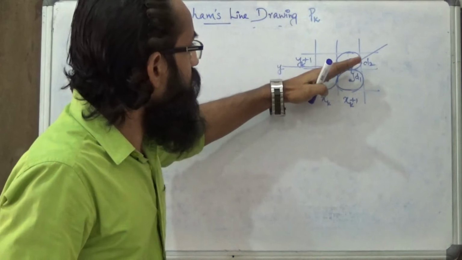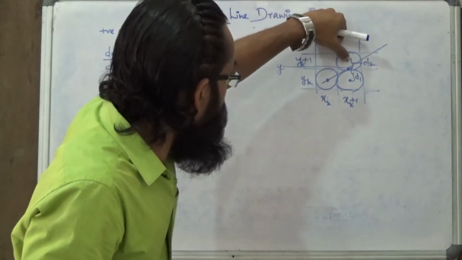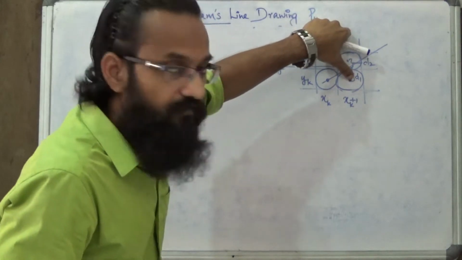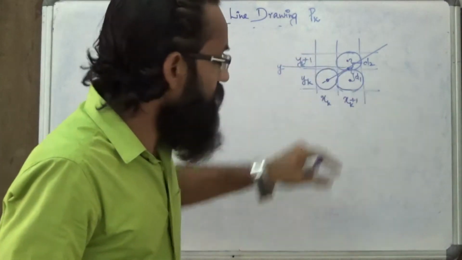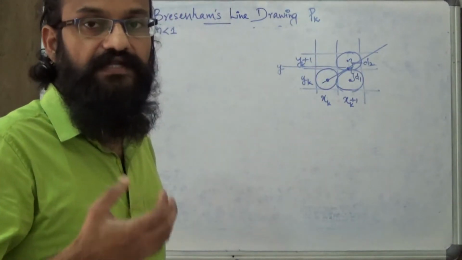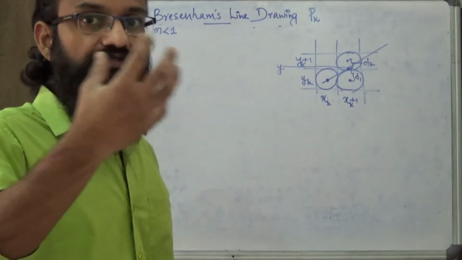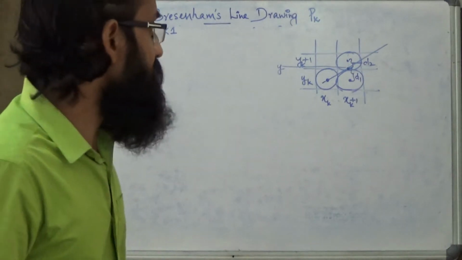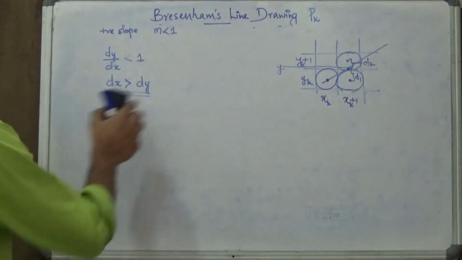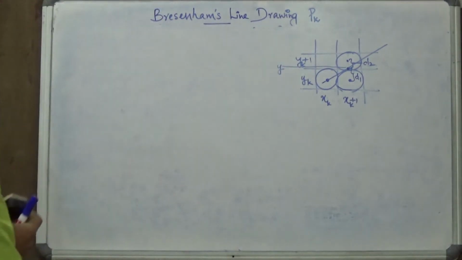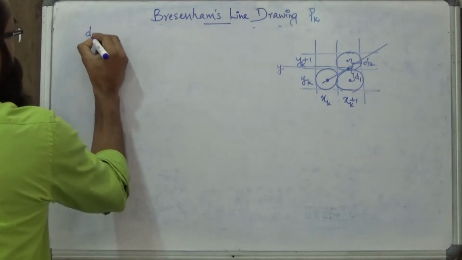This line need not pass through the exact pixel center in the scan line yk plus 1 or yk. That will be in between these two pixel centers. So you have to measure the distance and check which pixel is closer to the actual line path, and that pixel must be selected. And that selection is based on the decision parameter. So our aim is to derive the decision parameter, and that is based on the distance d1 and d2.